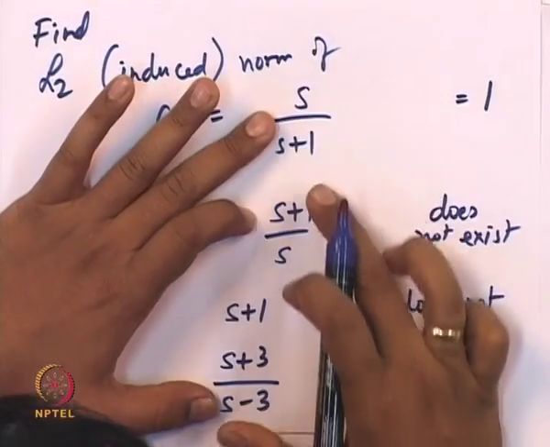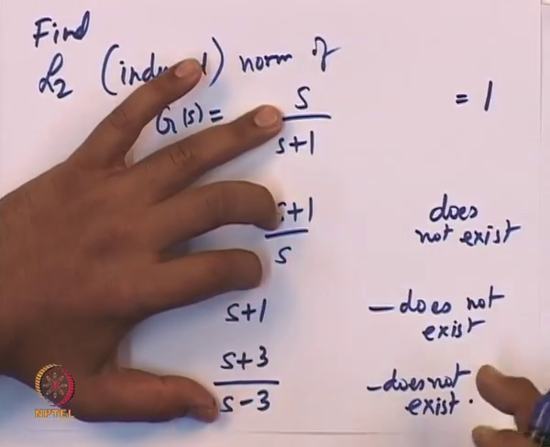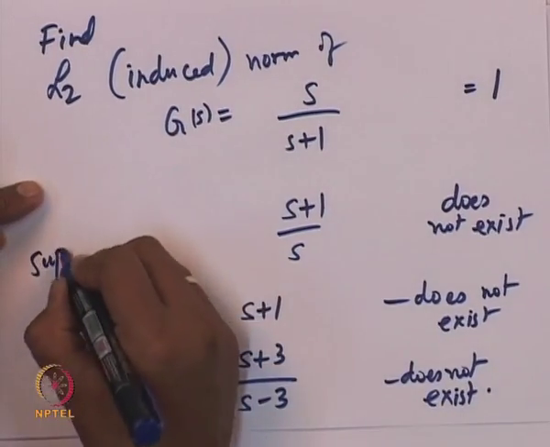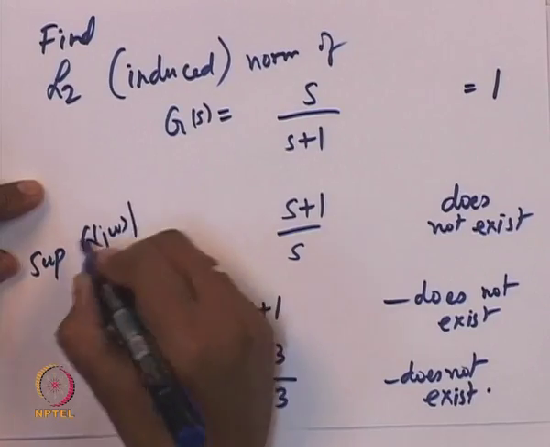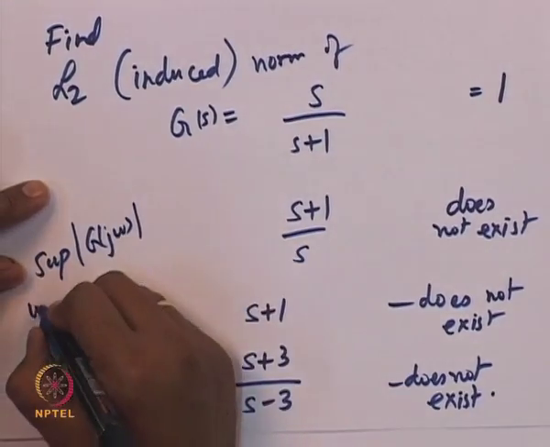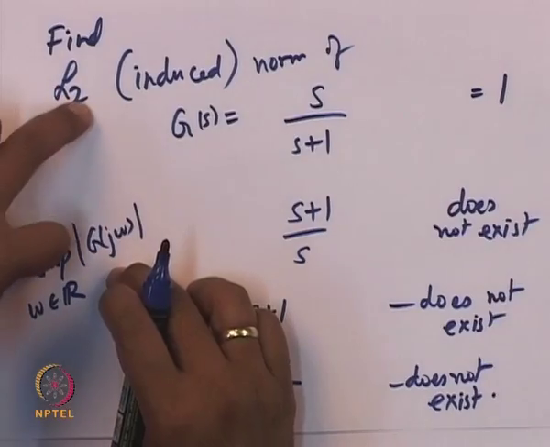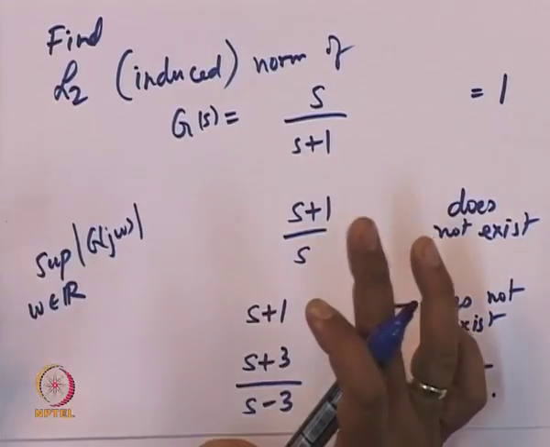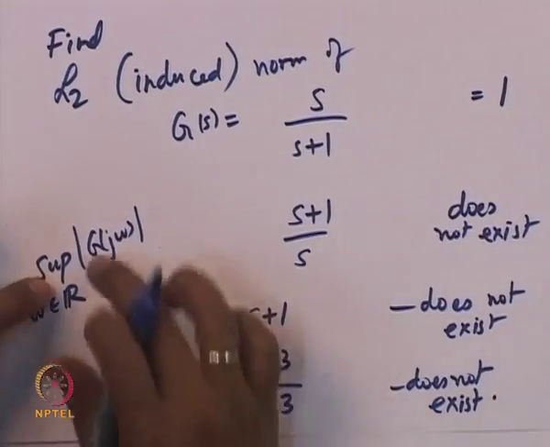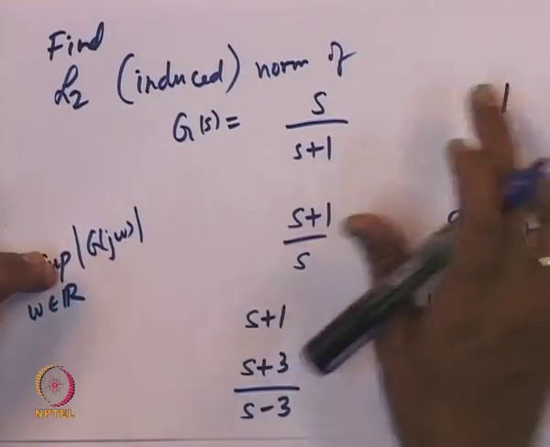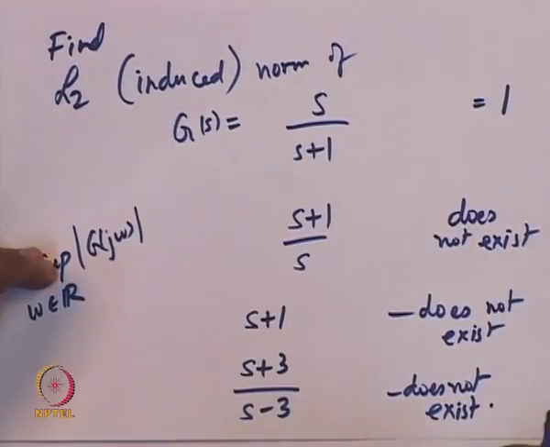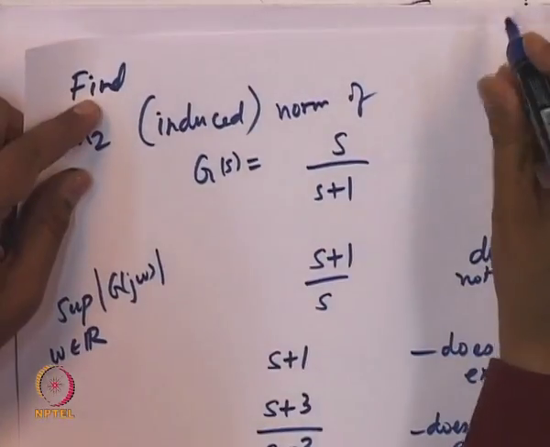But for each of these four cases, also please check for which case the supremum of G of j omega exists. As I said, this supremum could exist under milder conditions. Under what condition does this exist? This supremum need not be equal to the L2 induced norm of G. It will be equal only under certain conditions. For which of these four cases does this exist? Of course, it will be equal for this case, but for the other three cases it requires a thorough investigation.